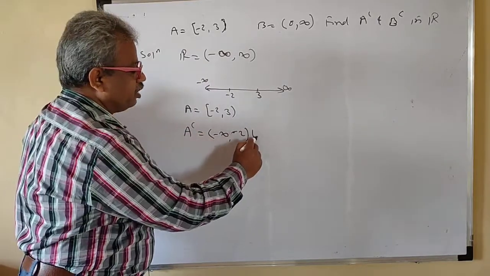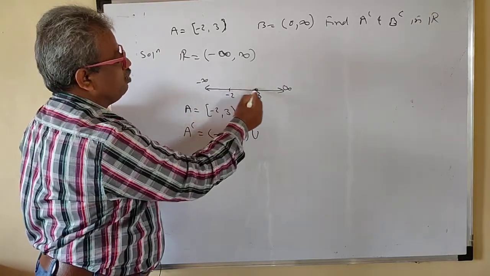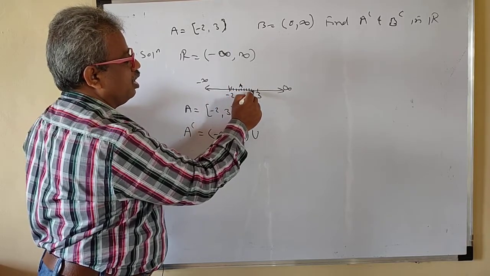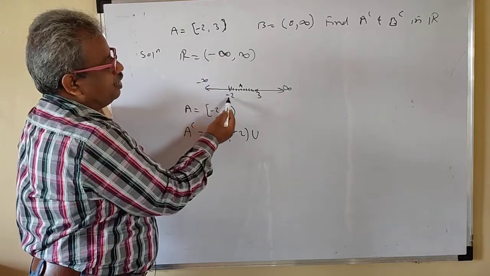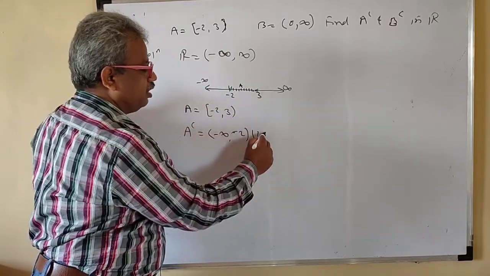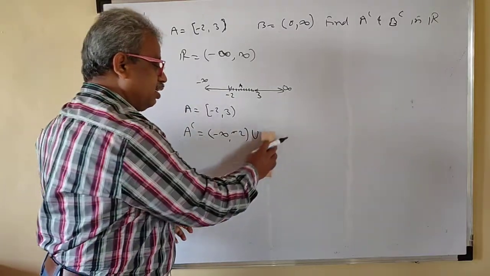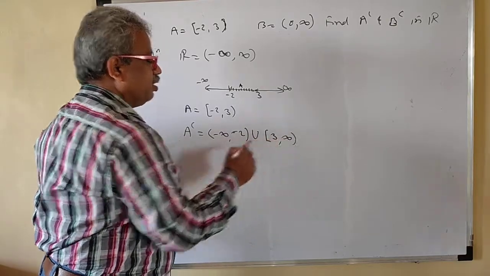You have to take the union of this one. This is your A, up to this. And the elements not in A are the line between minus infinity and minus 2, and 3 and infinity. So 3 is not in A, so 3 is in the A complement. So you have to take open 3 and infinity. Right?